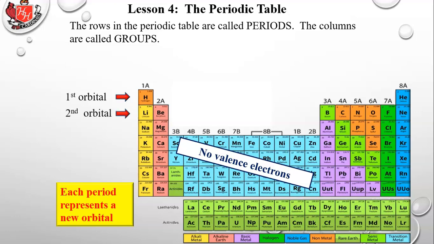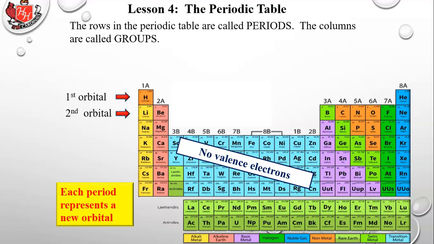Now when we go down to the second row, that's the elements lithium, Li, all the way through neon, Ne, over on the right. Each one of those adds an electron. So lithium, first of all of those elements have 2 orbitals because they're in the second row. So lithium has 2 electrons in its first orbital and 1 electron in its second orbital. When you move to beryllium, Be, it has 2 electrons in its first orbital and 2 electrons in its second orbital. So it has an atomic number of 4.